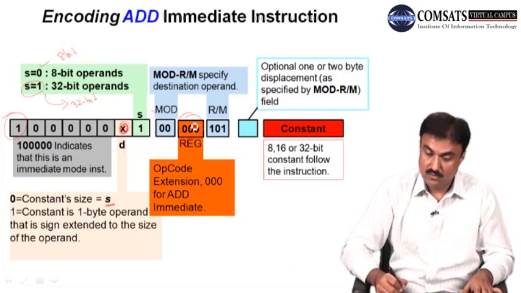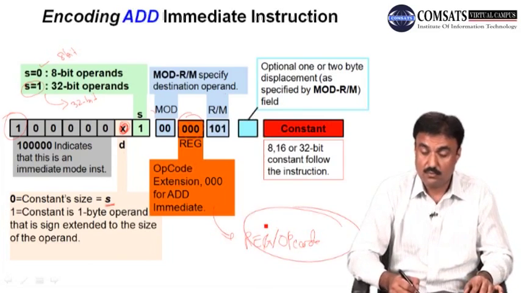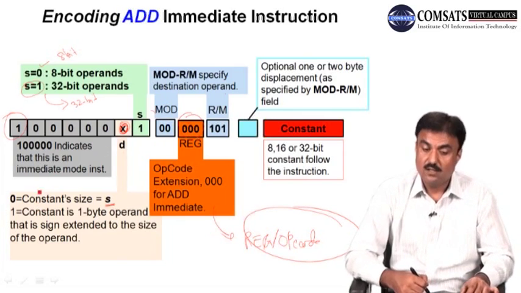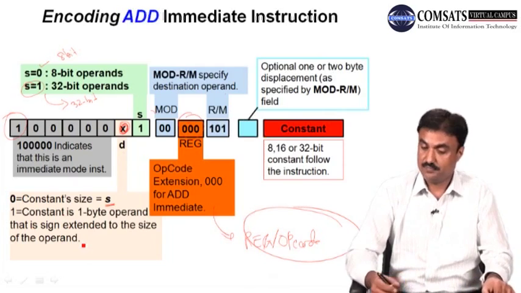That is the reason we call this the register opcode pattern, or register opcode 3 bits. In case this X is equal to 1, then the constant is a 1-byte operand that is sign extended to the size of the operand, and so on.